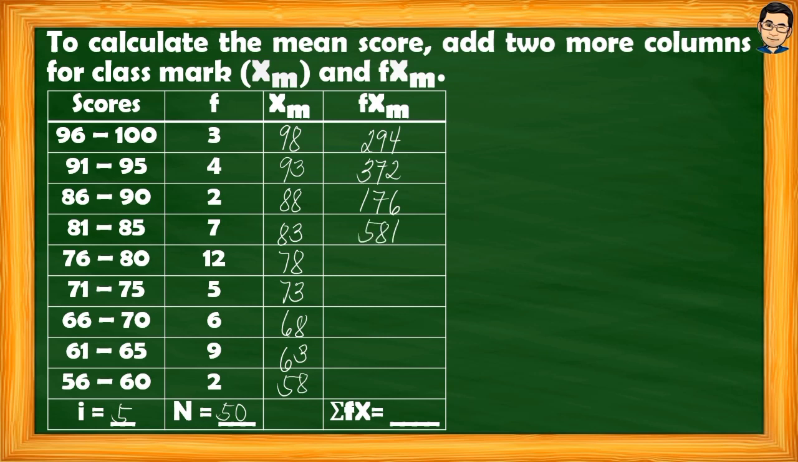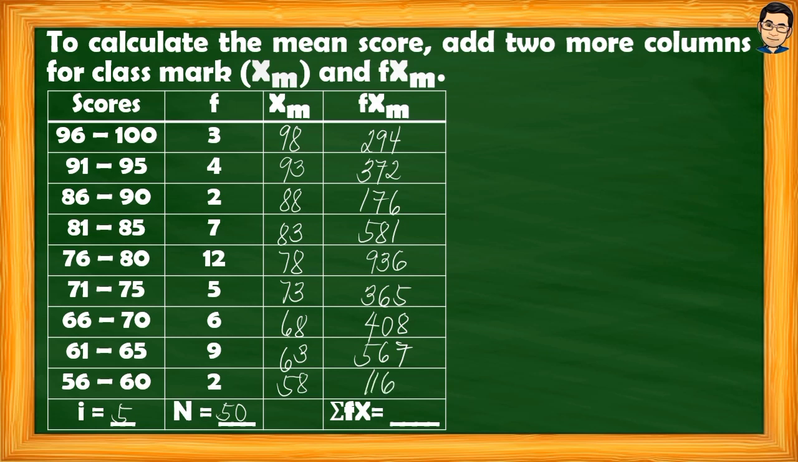And then, 12 times 78, so we have 936. 5 times 73, we have 365. 6 times 68, we have 408. 9 times 63, we have 567. And then, finally, 2 times 58, that is 116.